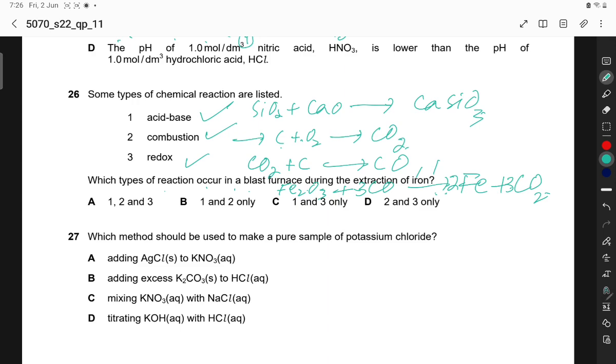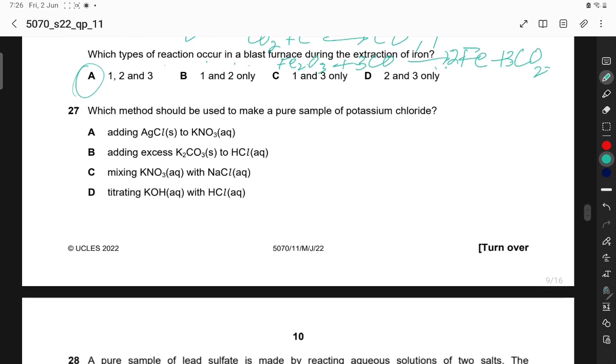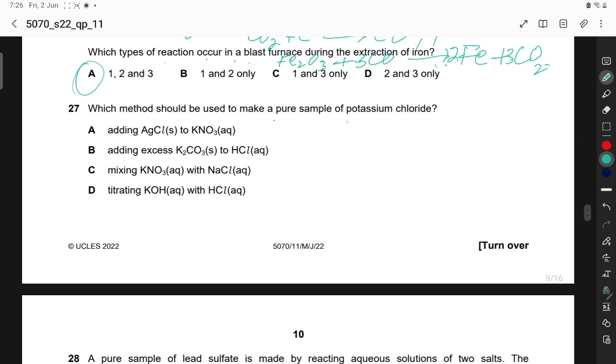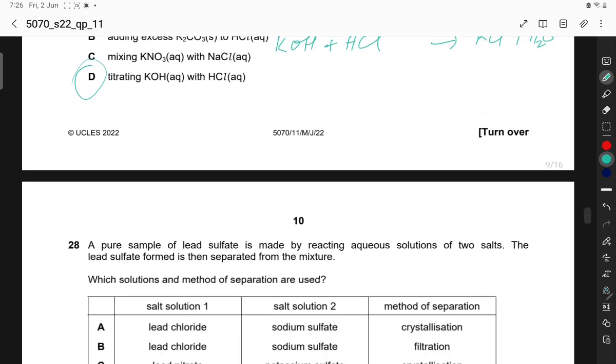So this option is correct. Which method should be used to make a pure sample of potassium chloride? Potassium chloride is a group 1 salt, so it is formed by reacting potassium hydroxide plus HCl to form potassium chloride and water. So this option is correct.